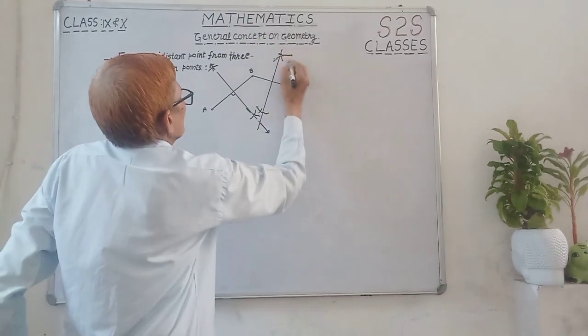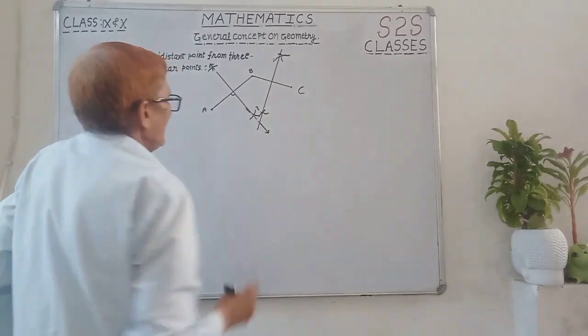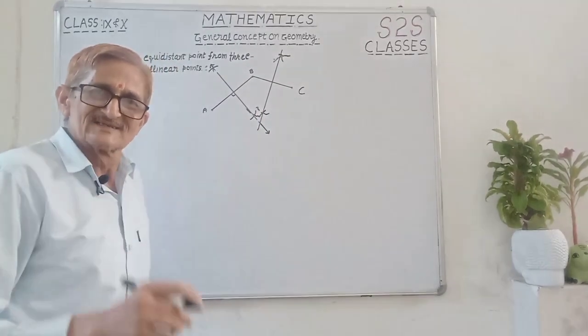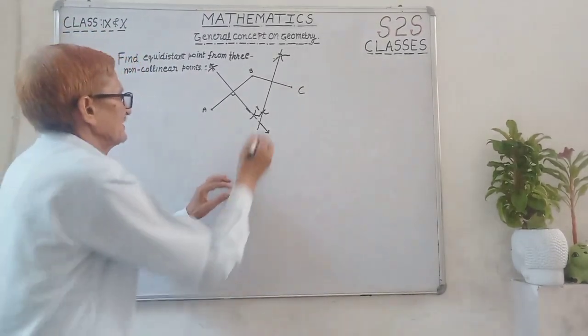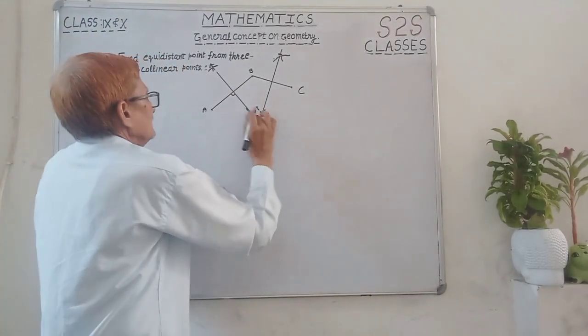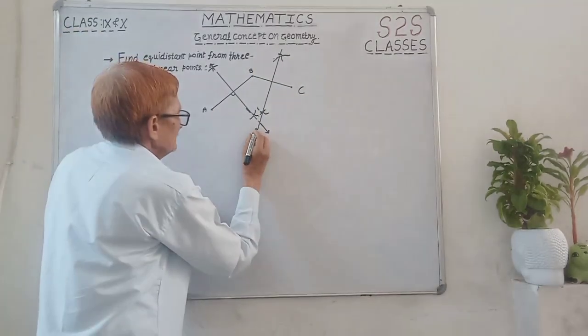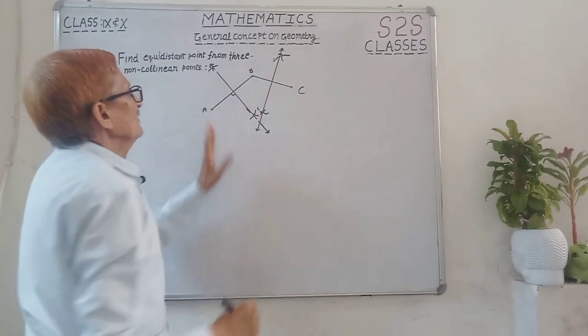Then I have made this roughly arc. You have to draw by the compass, the original method I explained to you, with more than half distance. After that you will join, then this will be the perpendicular bisector line of BC.